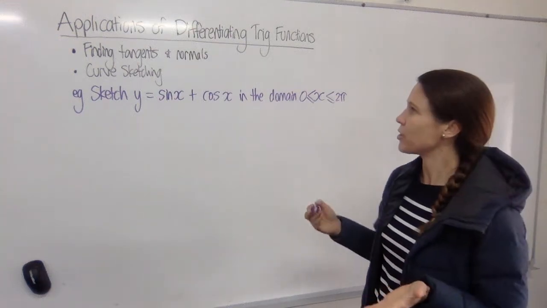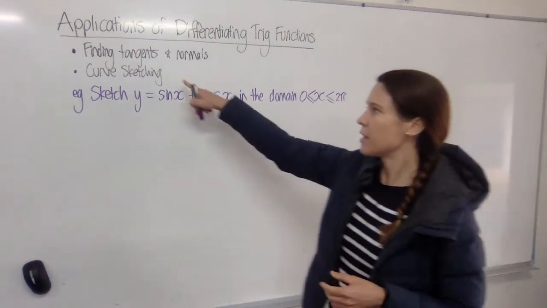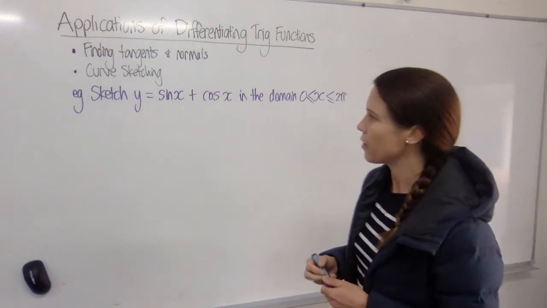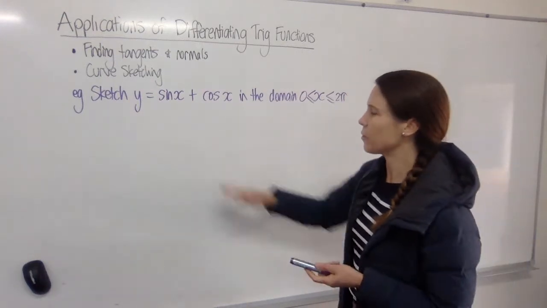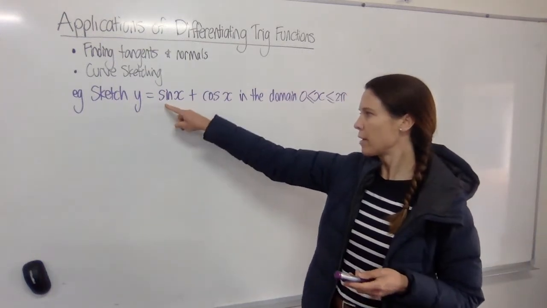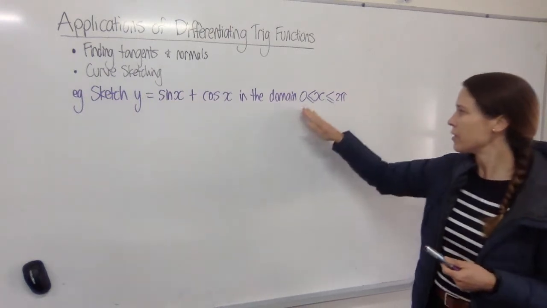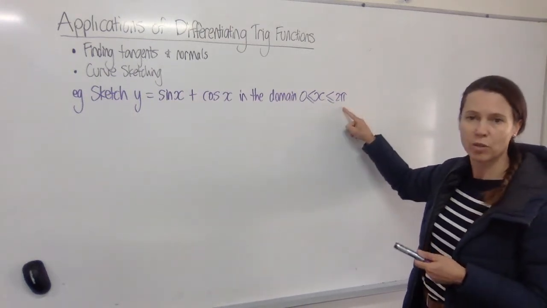Now the other thing that we do with our differentiating is we use it to help us when we're curve sketching. So I've got two examples, an easier one and a harder one. This first one we need to sketch y equals sine x plus cos x, and we're given the domain. It's only between 0 and 2 pi.